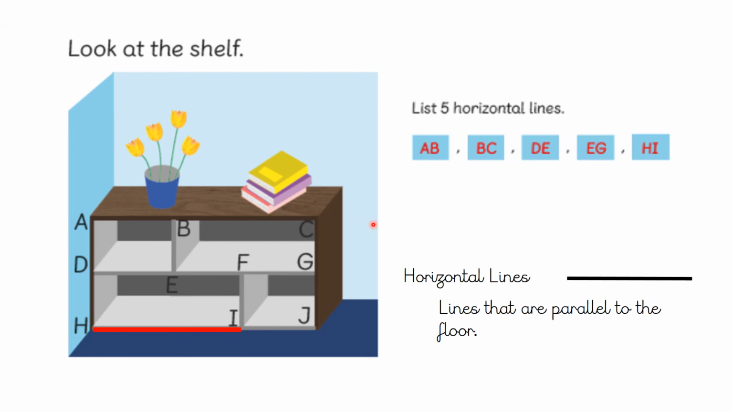Were you able to explain yourself? You needed to say that these lines were horizontal because they were all parallel to the floor. Did you spot any other horizontal lines? Good job.